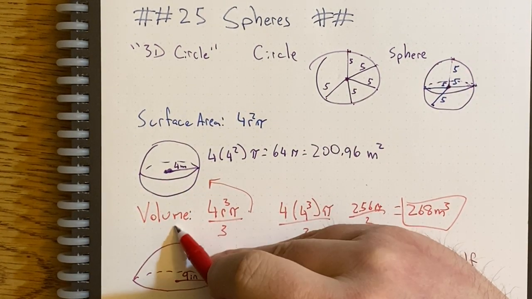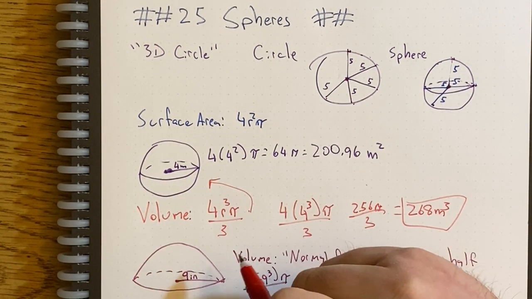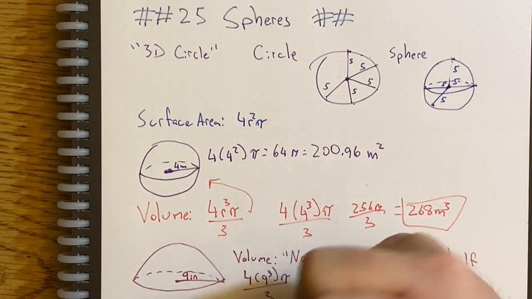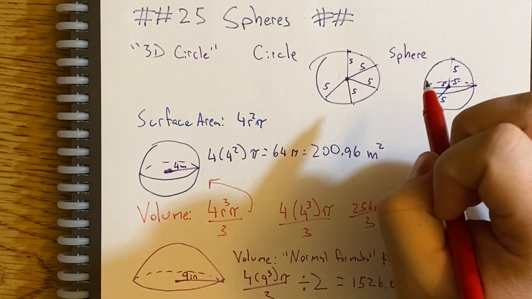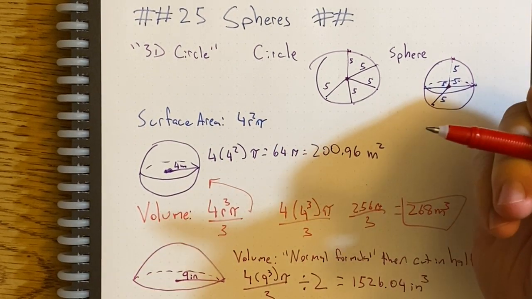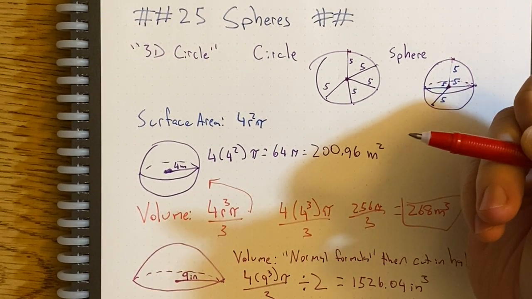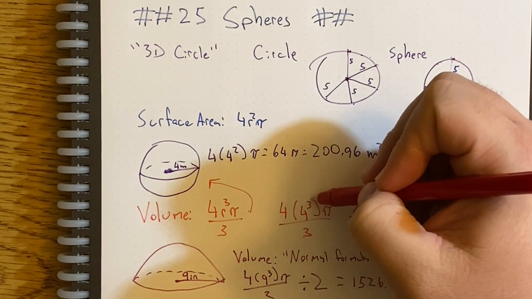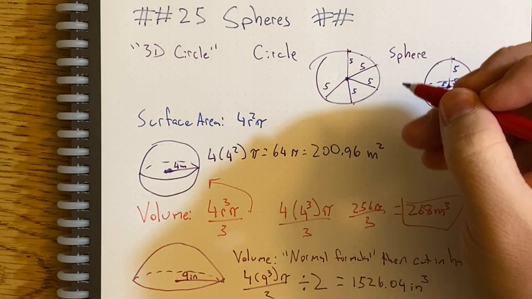Volume. It's a slightly more complicated formula. It's 4r cubed pi divided by 3. Remember though, you're going to get a formula sheet on your quizzes. You just have to know how to use it. So it's 4 parentheses 4 cubed pi divided by 3.